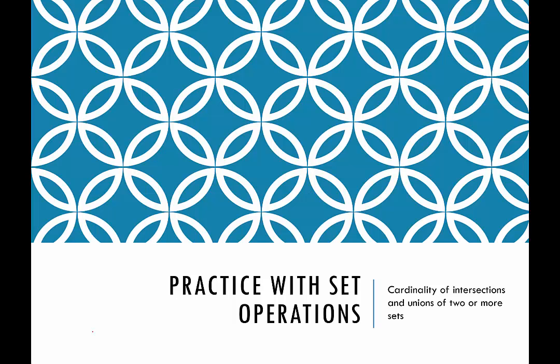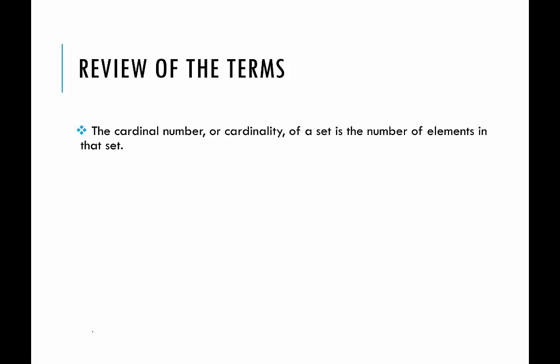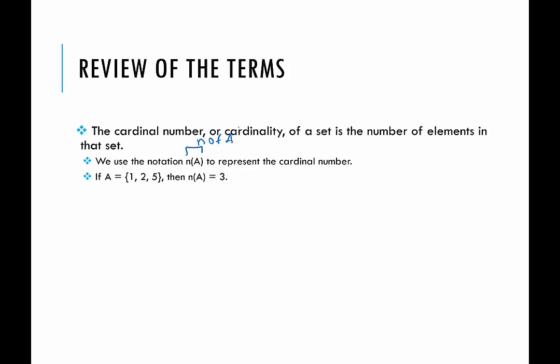In this video, we are going to look at the cardinality of intersections and unions of two or more sets. Before we get into the examples, let's just go over some of the terms. The cardinal number or cardinality of a set is the number of elements that are in that set. For the notation, we use n of A, which is pronounced "n of A", and this just means the number of elements that are in set A.